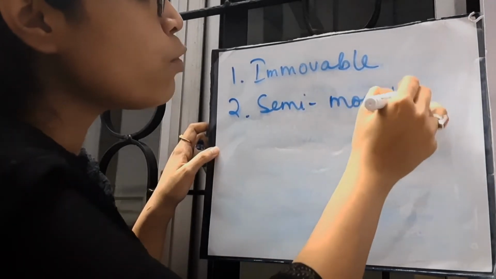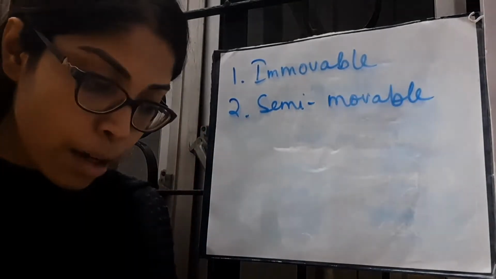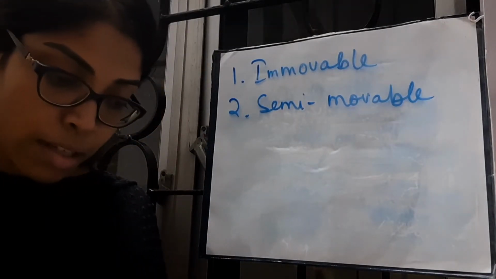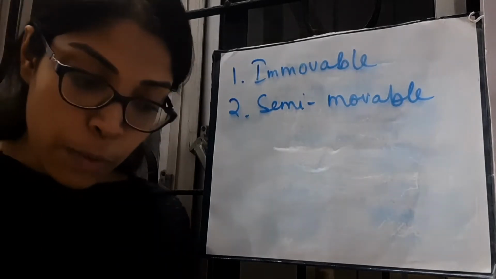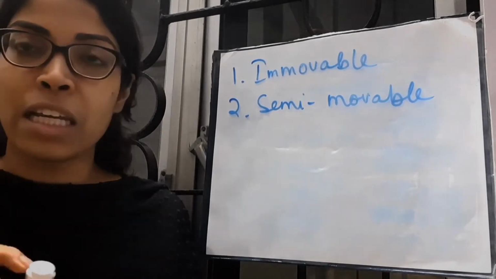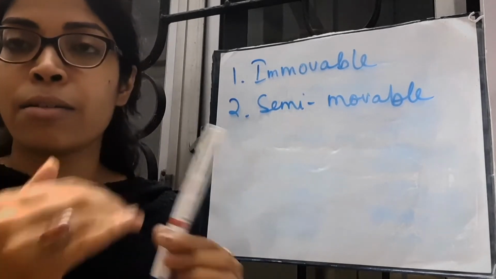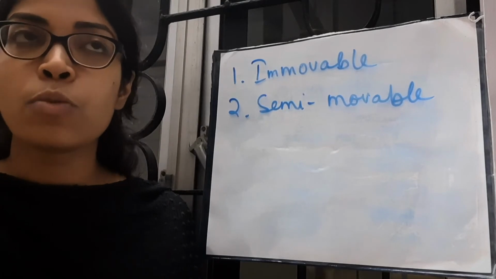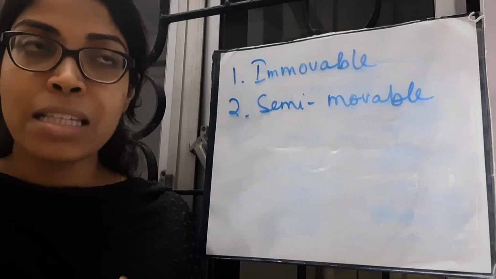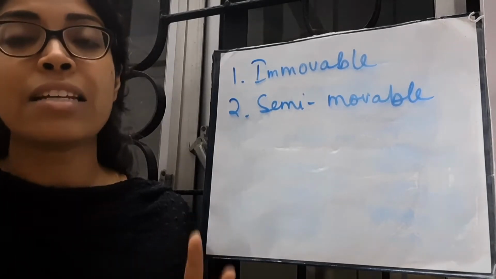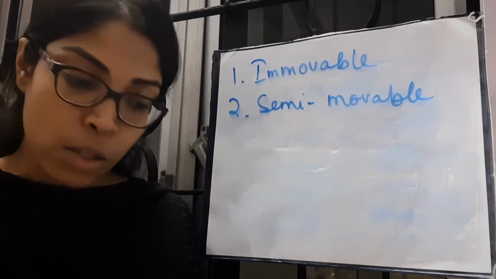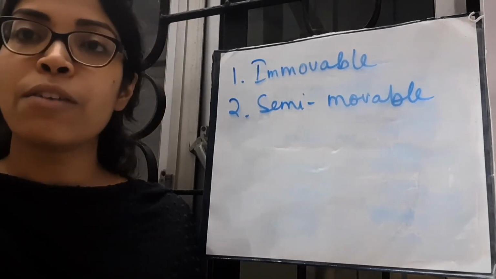Semi-movable means which can be moved partially. Okay, where the joint allows little flexible movement is known as semi-movable joint. For example, the joint between adjacent vertebrae of the vertebral column. So our vertebral column has many small bones in parts, and the joints between those bones can be moved partially. Very little flexible movement can take place within those joints. Okay, so that is a very good example of semi-movable joint.